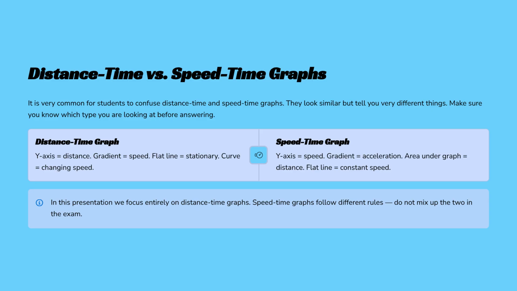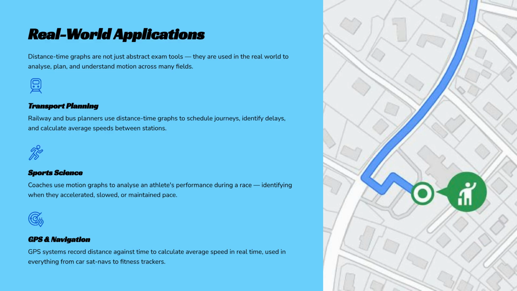It is crucial not to confuse distance-time graphs with speed-time graphs. In a distance-time graph, the gradient is speed. In a speed-time graph, the gradient is acceleration. Beyond the classroom, these graphs are used in fields like transport planning, sports performance analysis, and GPS technology to track and manage real-world motion.